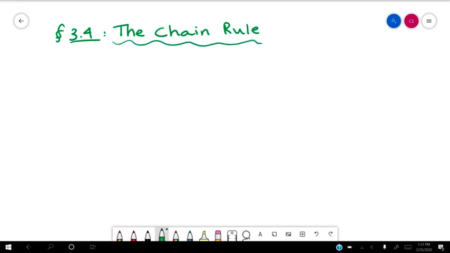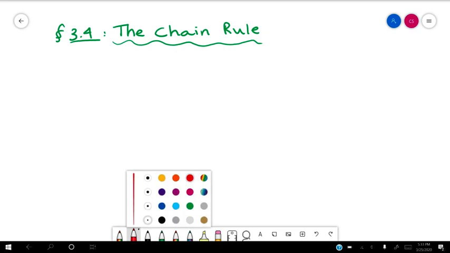All right, guys, welcome to section 3.4. We're going to be looking at the chain rule today. So, another way to differentiate functions. What the chain rule deals with is composite functions. So how do we take the derivative of composite functions?